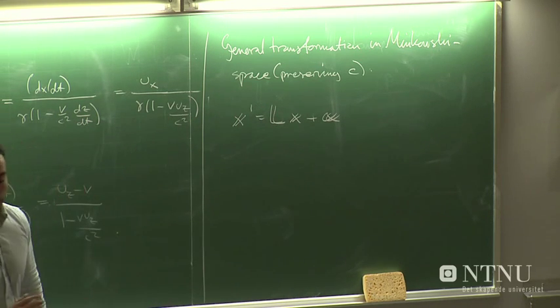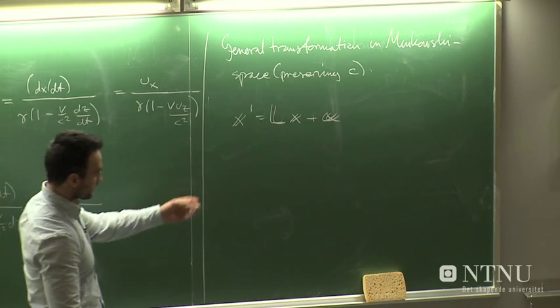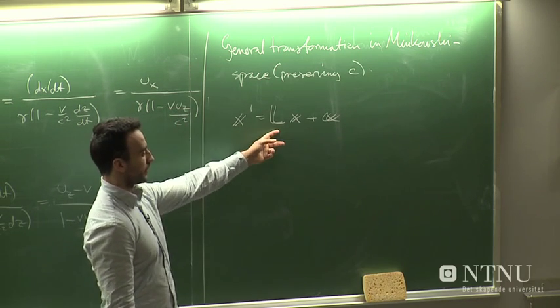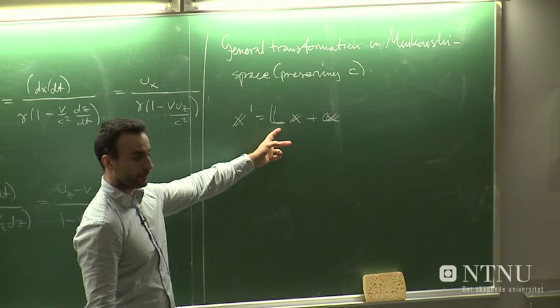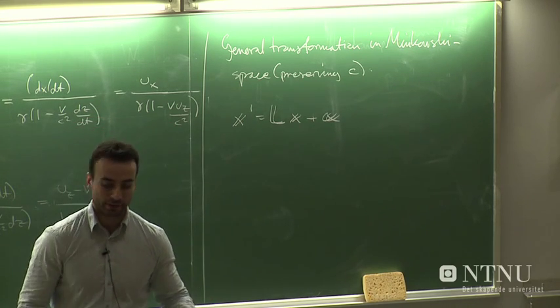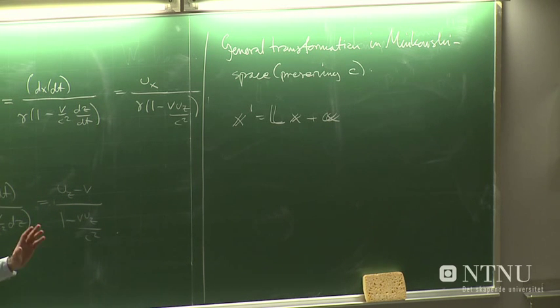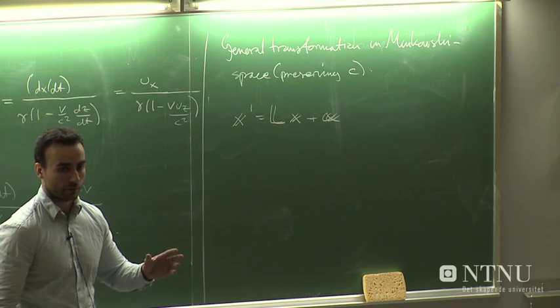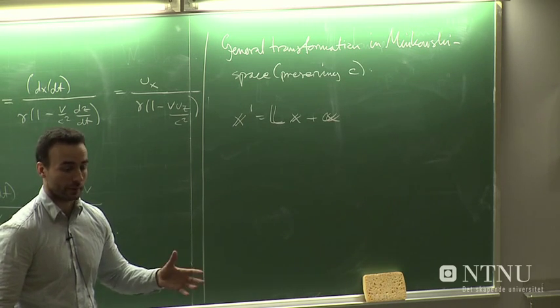A completely general transformation looks like this. So this you've seen before, and keep in mind that these are 4-vectors. So this is a 4x4 matrix. Alpha here is a constant 4-vector. So what alpha represents here is just a displacement of the origin, for instance. It's just a change in your reference frame, so where you measure your coordinates from.